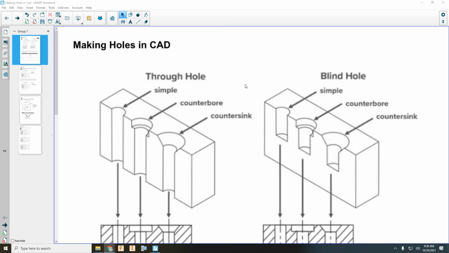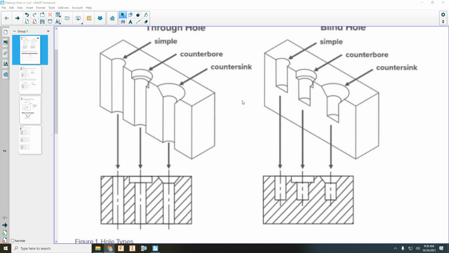Okay, making holes in CAD. We've done a few holes, but we have different types of holes. We have simple holes that can be through or blind. A through hole obviously goes all the way through, or if it's blind, it's going to have a depth that is specified.